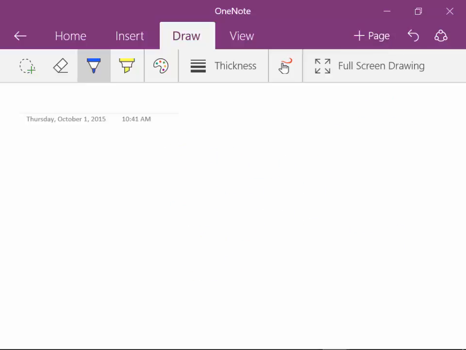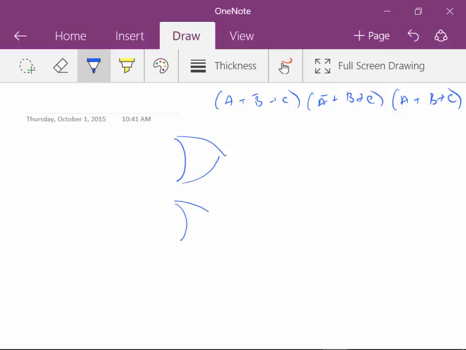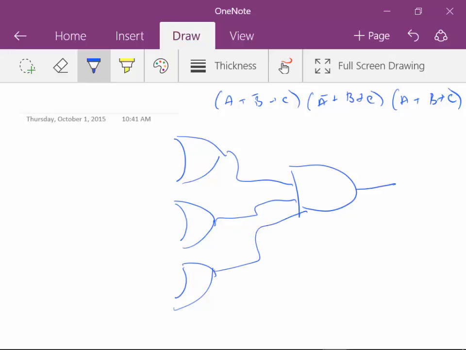If we have something that looks like this, which is A plus B not, plus C, A not plus B plus C, A plus B plus C, this is a product of sums. So we have 3 OR gates going into an AND gate. And again, if we do our bubble trick here, this is going to end up with a NOR configuration.